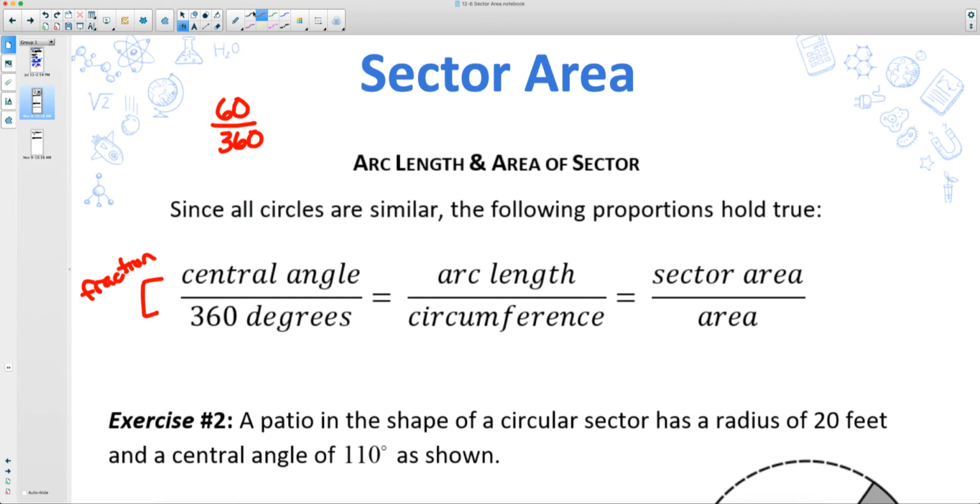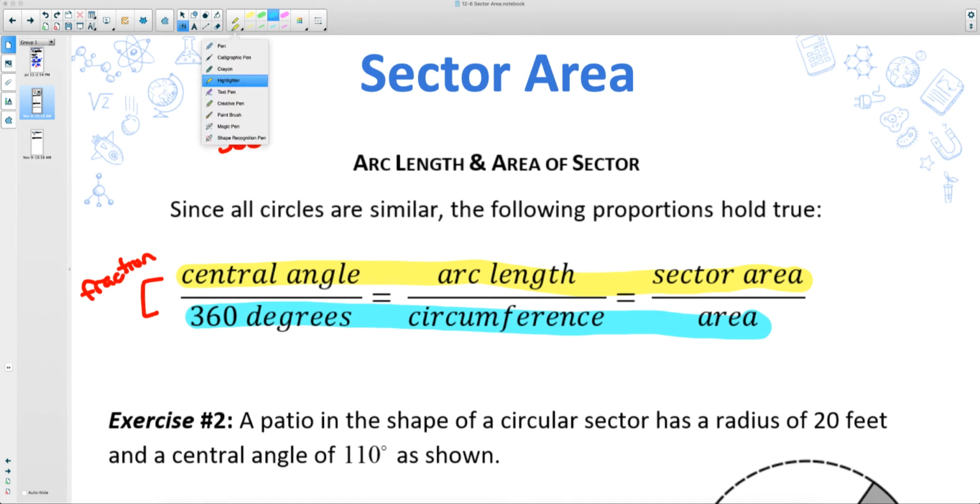So these are the numerators. The numerators are like the portions of the circle, the fractions of the circle. The bottoms, the denominators here, are the entire circle. 360 degrees is a full circle. The circumference is the length of a full circle. The area of a circle is the entire area. So the denominators are the full portions, and the numerators are the pieces of it, the fractions of it.